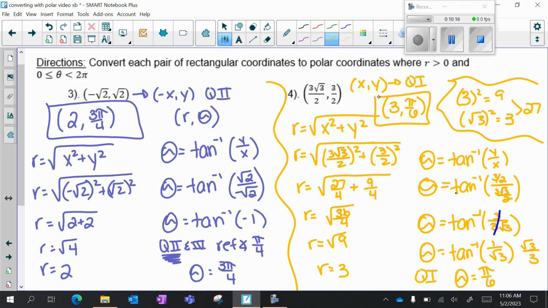In the beginning of this question, we said that we wanted it to be a quadrant 1 angle because my Cartesian or rectangular point was positive x, positive y, which is quadrant 1. Pi over 6 is quadrant 1. So it is a reasonable solution.